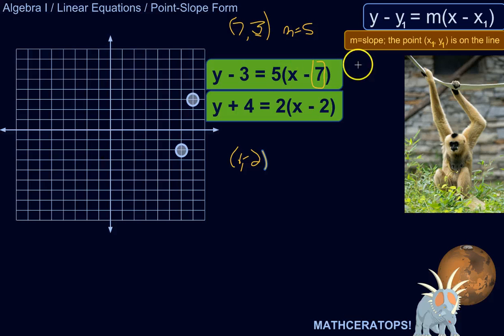Okay, so that's the basic idea of the point slope form. It gives you the coordinates of one of the points that's on the line, and then it gives you the slope.